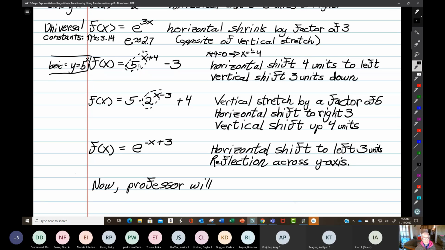It's going to be shifted over to the left 4 units and then down 3. This is the vertical shift down. So horizontal shift of 4 units to the left and a vertical shift of 3 units down. This is the vertical shift out here on the far right. This is the horizontal shift up here with the x.